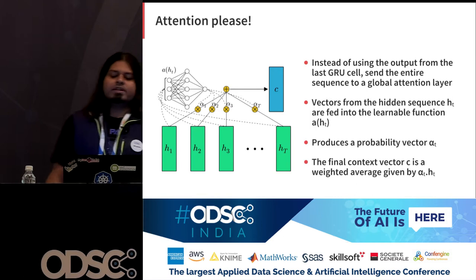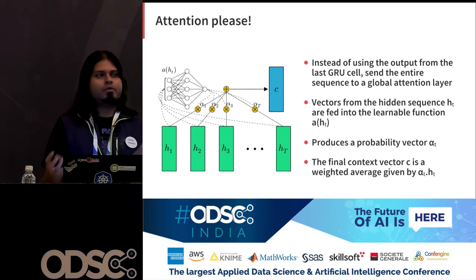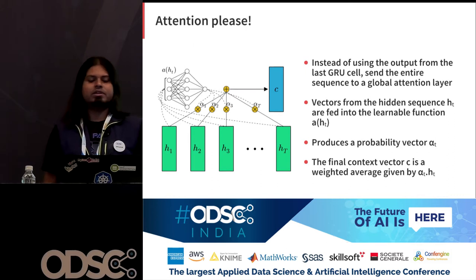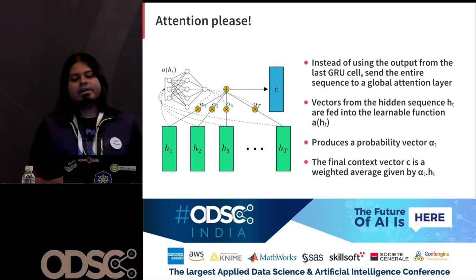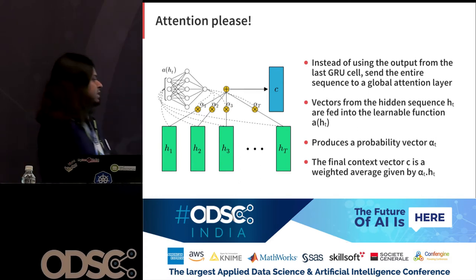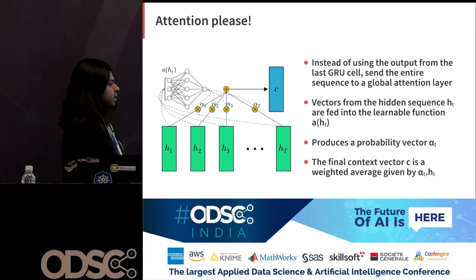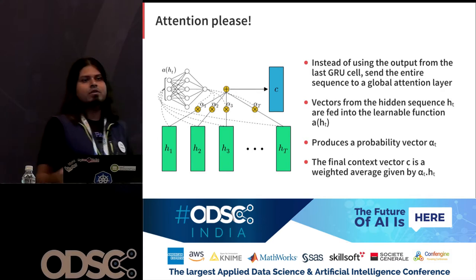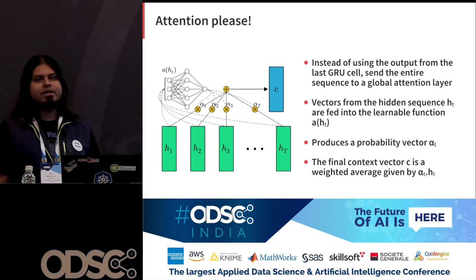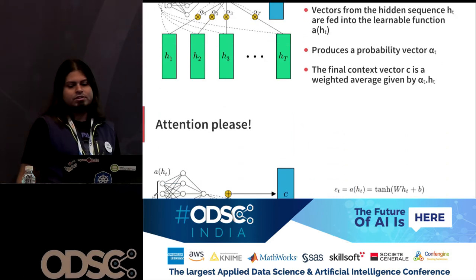So we use an attention model where instead of using the output from the last GRU cell, we send the entire sequence of hidden states to the global attention layer. And then we get a final context vector, which is a weighted average given by alpha times the hidden states. These hidden states, there are T time steps. In our case, instead of a time step, it's basically the words, right? Sequence of words, because we are parsing descriptions, conversations, and so on.